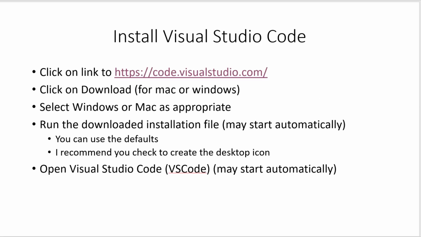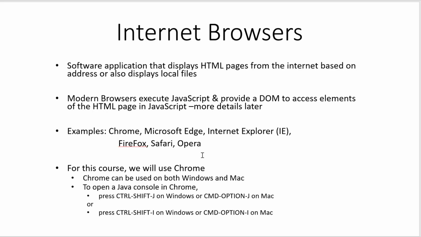After you install Visual Studio Code, you'll want to install an internet browser if you do not have the one that we're going to use as a class. What is an internet browser? It's software that displays HTML pages from the internet based on an address. It can also display local files. Modern browsers execute JavaScript and provide what's called a DOM to access elements of the HTML page in JavaScript. And you'll learn more about that later.